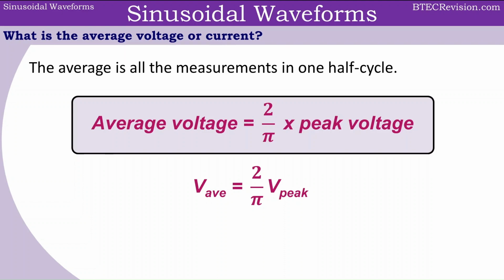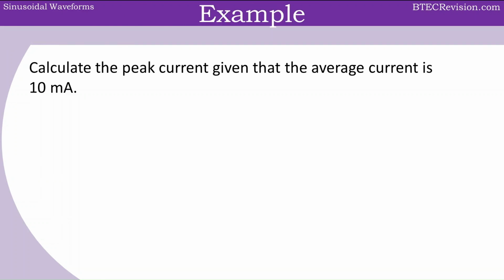Remember, the units for voltage are volts. And this also applies for current. I average equals 2 over pi times I peak. Now let's take a look at an example. Calculate the peak current given that the average current is 10 milliamps. We can start by writing down our equation. I average equals 2 over pi times I peak.